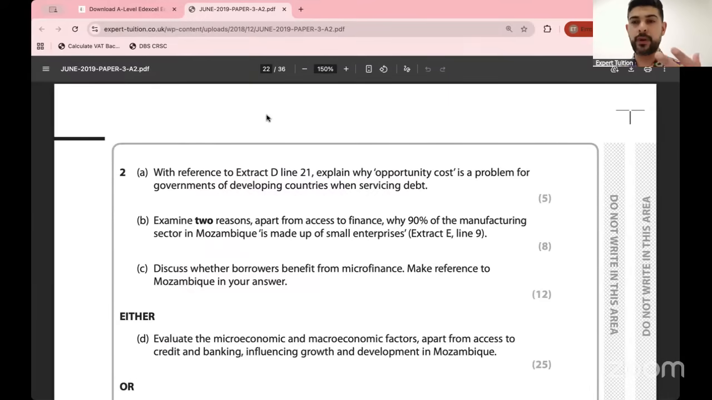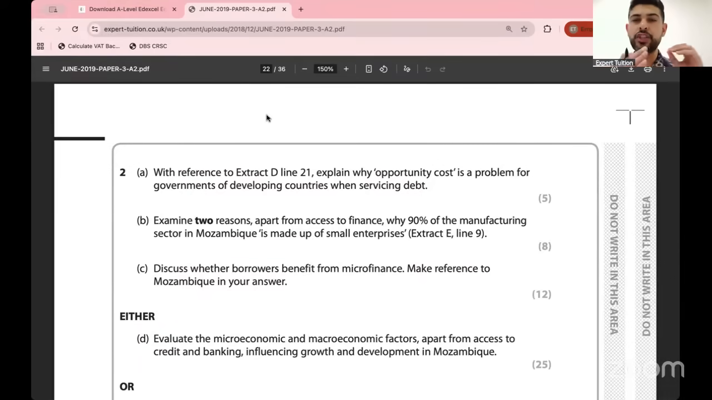Right. They often do this where they throw in terminology to try and confuse you. But remember, they're not allowed to ask anything beyond the scope of your spec. And therefore, when they say 90% made up of small enterprises, what does that just mean? What it basically just means is that it's made up of really small firms. So another way to interpret this question is, why are firms struggling to grow in this economy? Why is there a lack of big monopolies or oligopolies in the market?